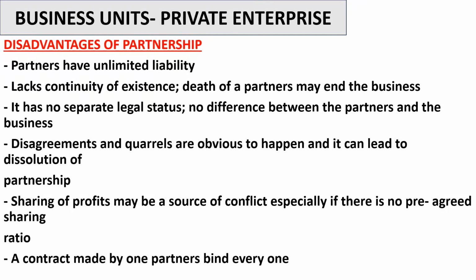A contract made by one partner binds everyone. This means that if one of the partners goes and makes a contract on behalf of the entire business, everyone, including the other partner, is part of what has been agreed or is part of that contract.